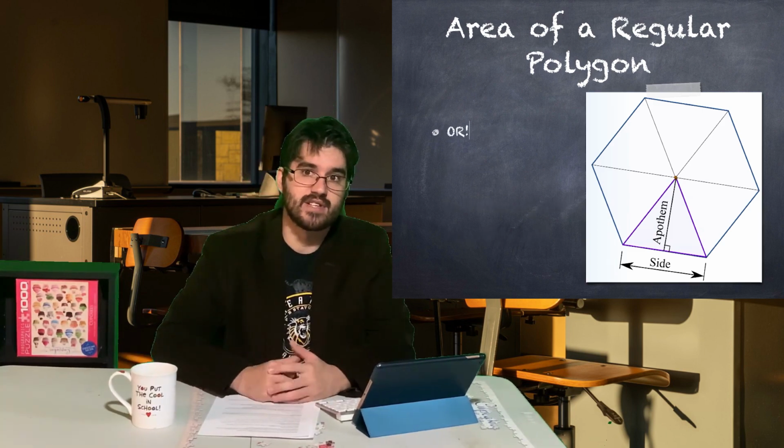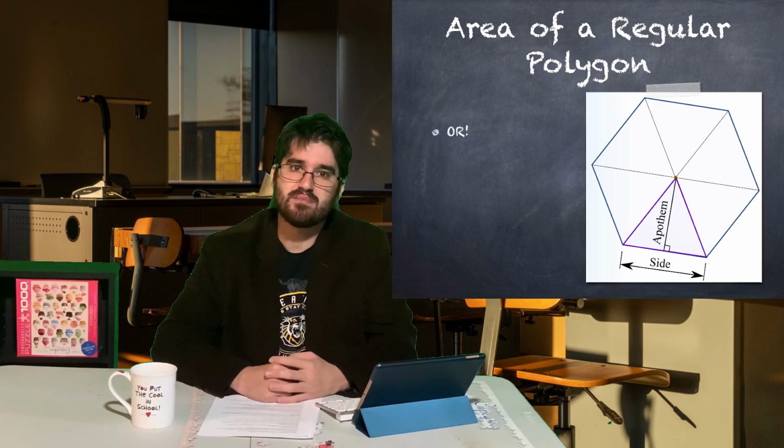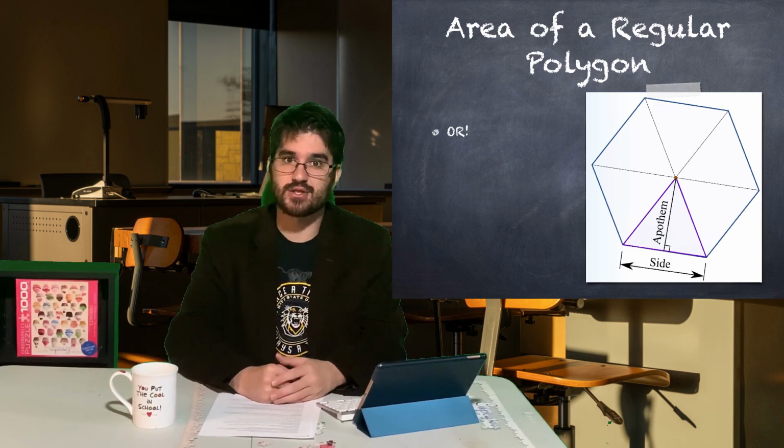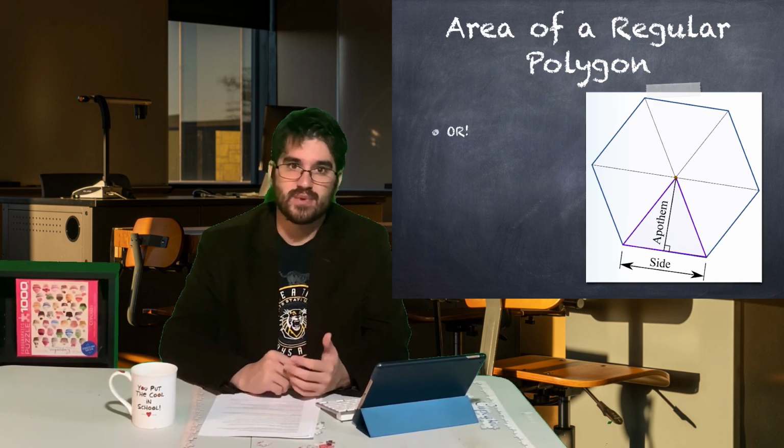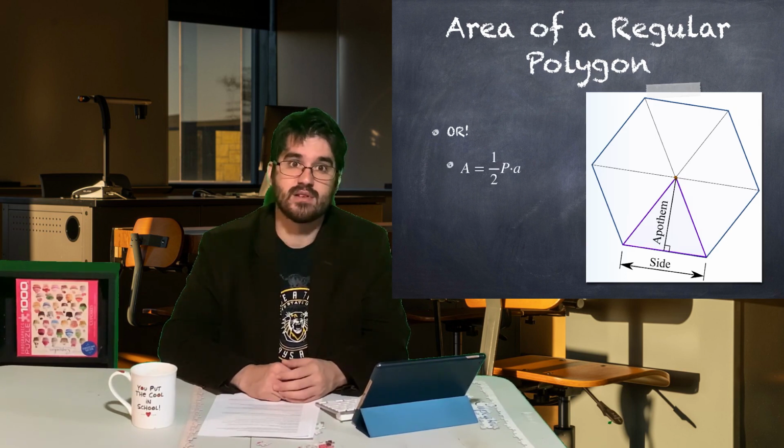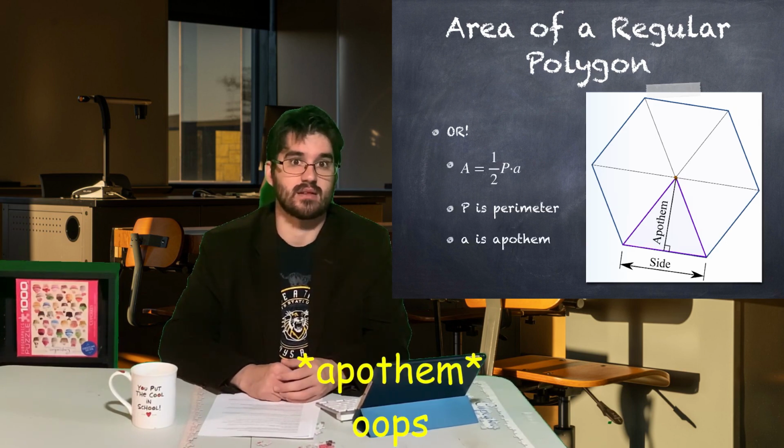Or, here's something interesting. As we already mentioned, the number of sides multiplied by the side length is just the perimeter. So it's really no different. You could do 1/2 times the apothem times the perimeter.